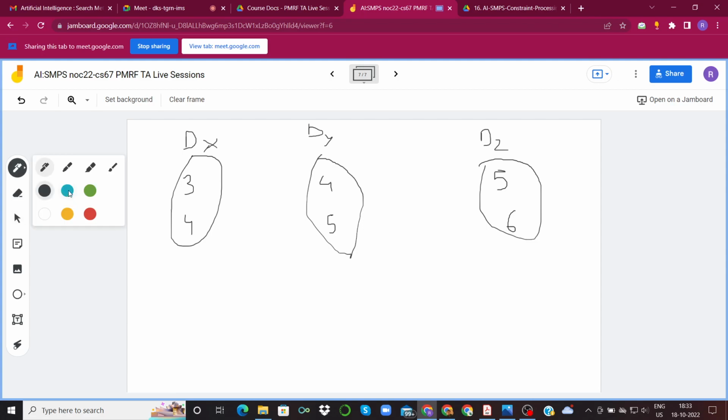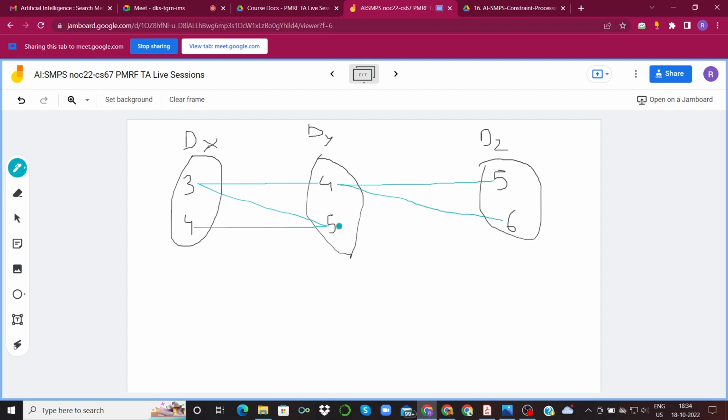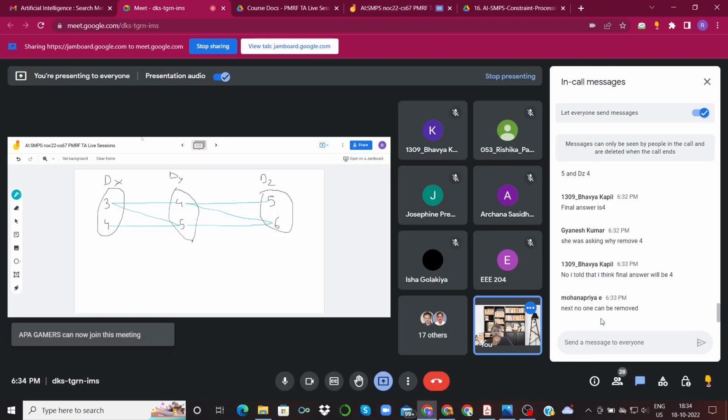Right? And if we connect the edges, 3 will be connected to 4 and 5. 4 will be connected to 5. Here 4 will be connected to 5 and 6. And 5 will be connected to 6. Now what can we say about this particular graph?